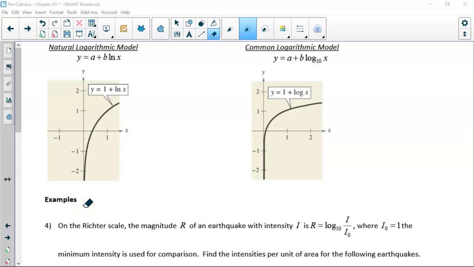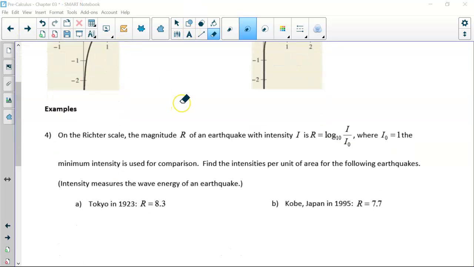Welcome back to the second part of section 3.5. Just going to finish up a few more problems. You can see the natural log model and the common log model. They look very similar because they're both logs. Natural log is log base e, and common log is log base 10. So now, some examples of how we can use this.